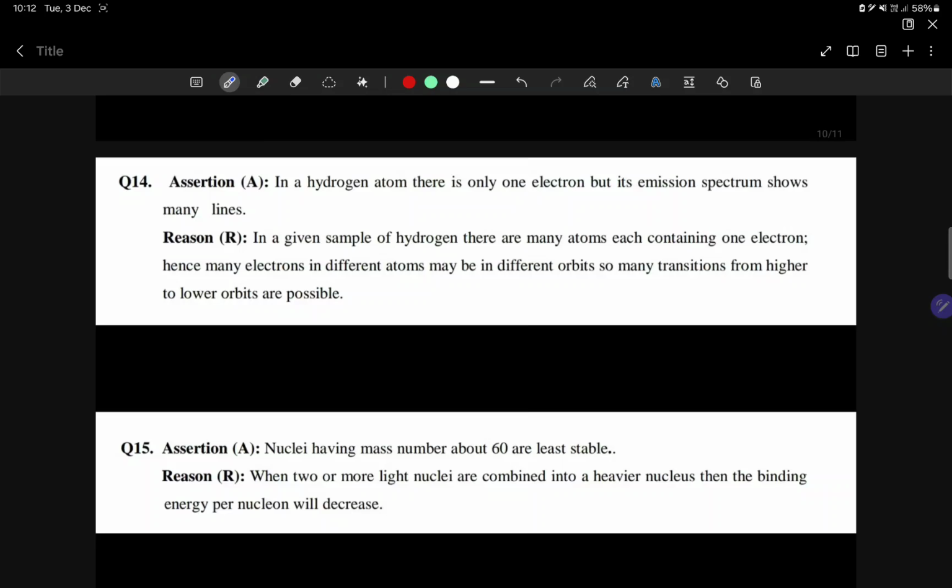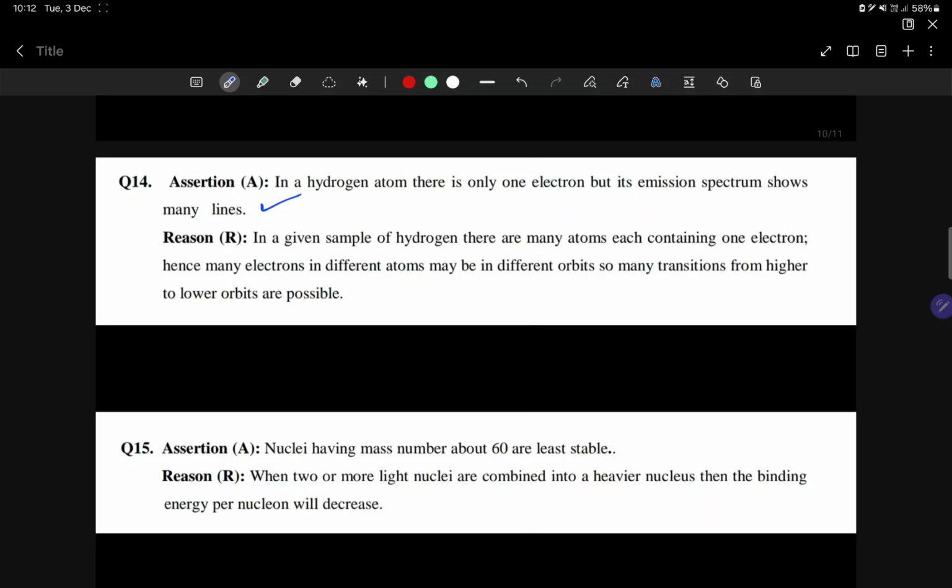Yes, in case of hydrogen atom, suppose you consider there are many hydrogen atoms. Hydrogen atom means this is a one electron system. It is having only one electron, but we don't know in which orbit the electron is revolving. If you consider different hydrogen atoms, you can't guess in which orbit the electron is revolving, but we can say that each hydrogen atom consists of one electron. So in a hydrogen atom there is only one electron, but its emission spectrum shows many lines.